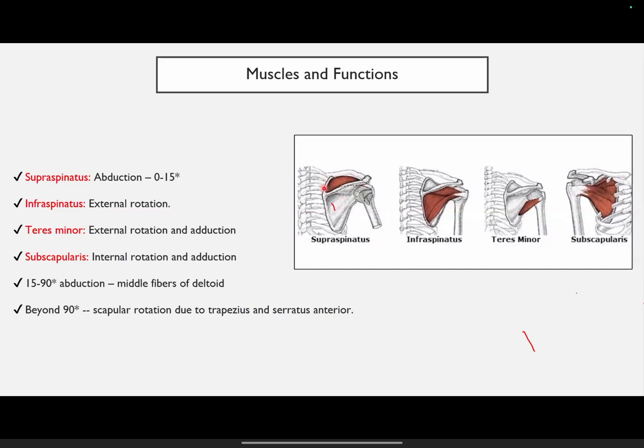Here you can see this is the supraspinatus muscle, which arises from the supraspinatus fossa, and it will insert at the greater tuberosity, the anterior facet of the greater tuberosity. This is infraspinatus, which will arise from the posterior surface of the scapula, and it will insert at the oblique facet of the greater tuberosity of the humerus. And this is teres minor, which will arise from the lateral surface of the scapula, and it will insert on the inferior facet of the greater tuberosity. This is the subscapularis muscle, which will arise from the anterior surface of the scapula, and it will insert on the lesser tuberosity of the humerus.